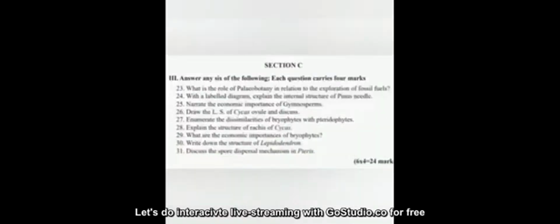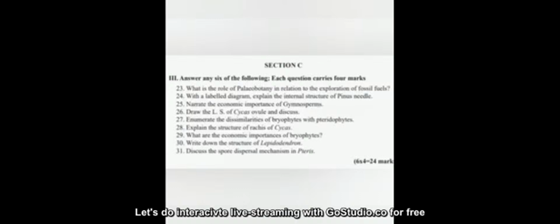Section C. 3. Answer any 6 of the following. Each question carries 4 marks. 23. What is the role of paleobotany in relation to the exploration of fossil fuels? 24. With a labeled diagram, explain the internal structure of Pinus needle. 25. Narrate the economic importance of gymnosperms. 26. Draw the LS of Cycas ovule and discuss.